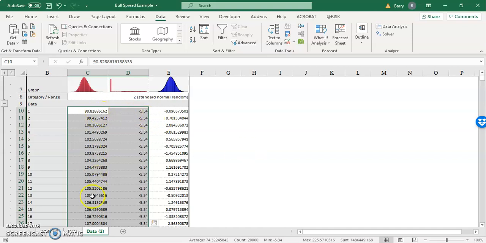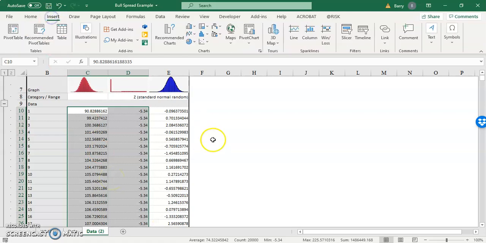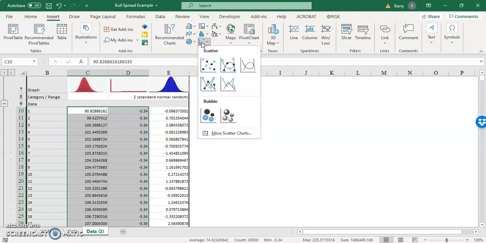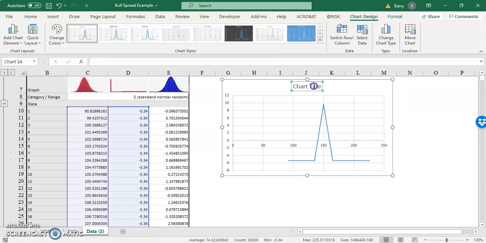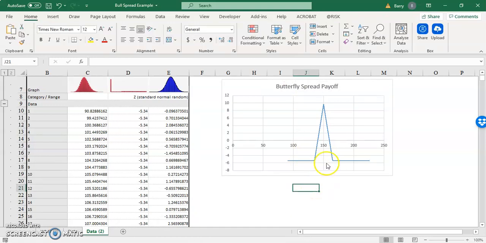Okay, so this data is already highlighted. So we'll go ahead here and insert a scatter chart, which is right here. And we'll use the scatter chart that has the straight lines. So here we have the butterfly spread payoff.